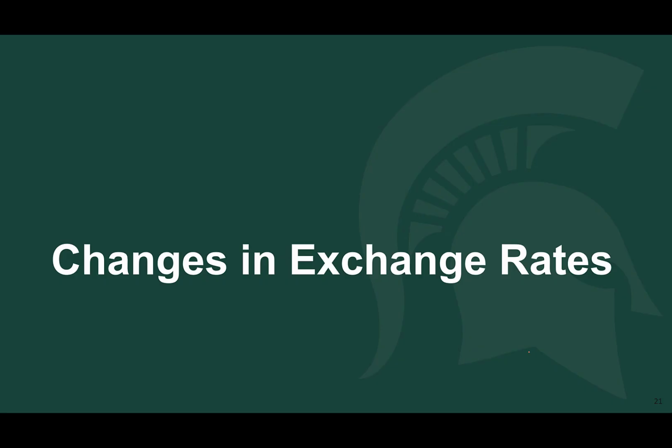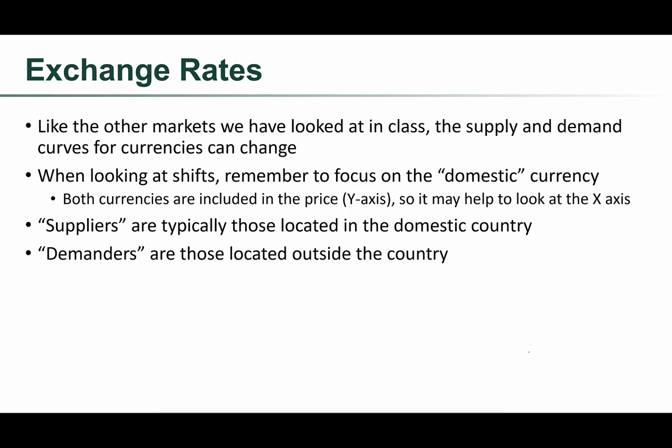Next, we're going to think about changes in exchange rates. Like other markets we've looked at in class, the supply and demand curves for currencies can change. When we first learned about equilibrium, we did all sorts of examples where the supply of milk increases, the demand for cars decreases, thinking like that. Well, we're going to be thinking about shifts, how supply or demand can shift. When looking at shifts, we're going to remember to focus on the domestic currency.